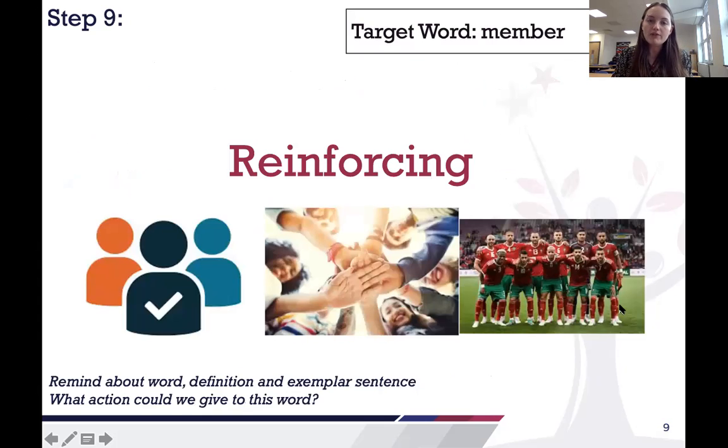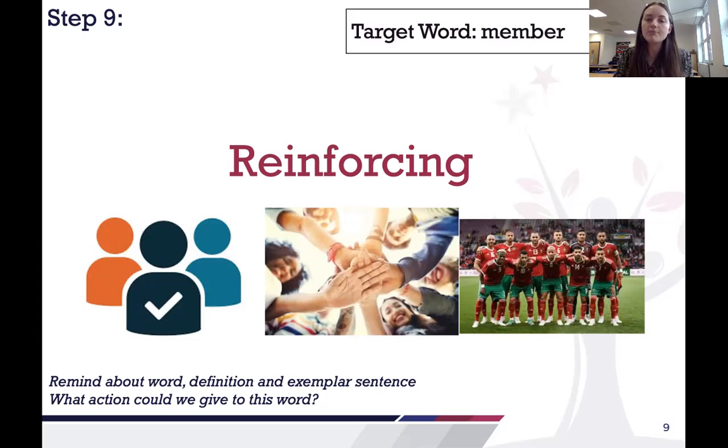Let's recap what we have learned about our word. What's the word? Member. Fantastic. What does the word member mean? Can you remember? Tell somebody in the room. What does it mean? Fantastic. A member is a person who is part of a group.